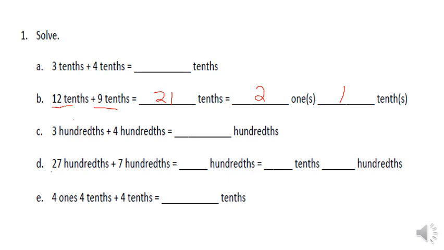For D, we know we have 27 hundredths and 7 hundredths. So 27 plus 7 is going to give us 34 hundredths, which we know the 4 is in the hundredths place and the 3 is in the tenths place. So it'll be 34 hundredths.